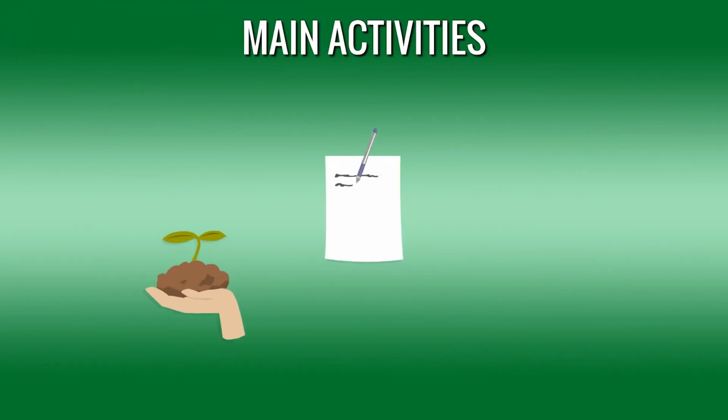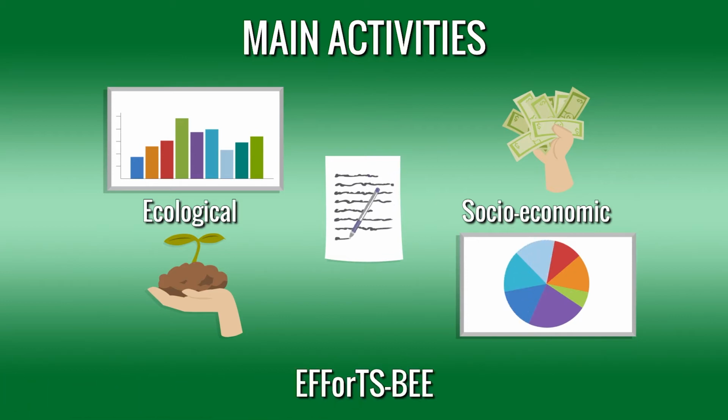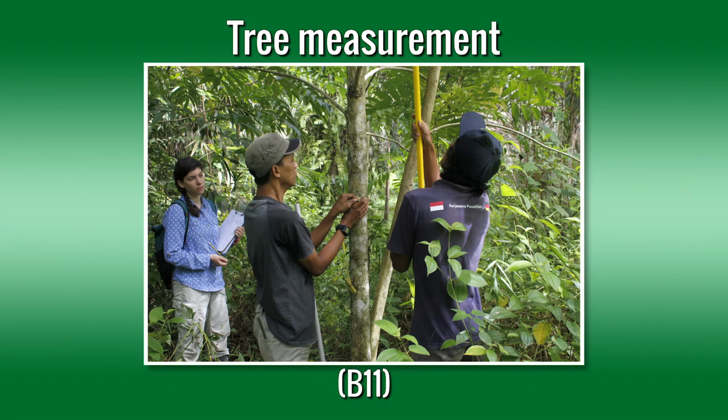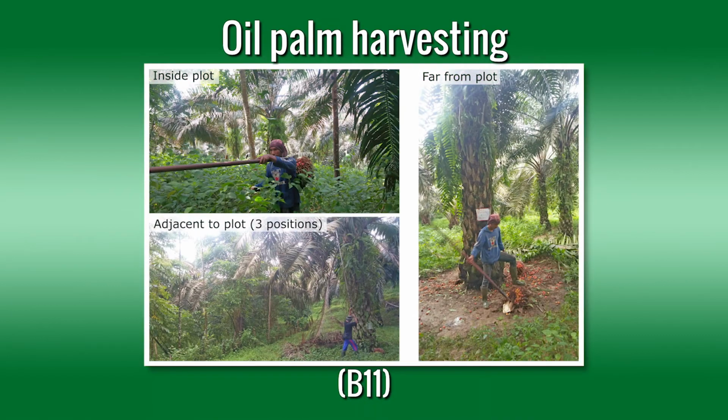We measure a range of different ecological and socio-economic aspects in EFForTS-BEE. As part of the core B11 activities, we measure the growth and survival of all the planted trees every year. Oil palm productivity is an important aspect of the experiment.